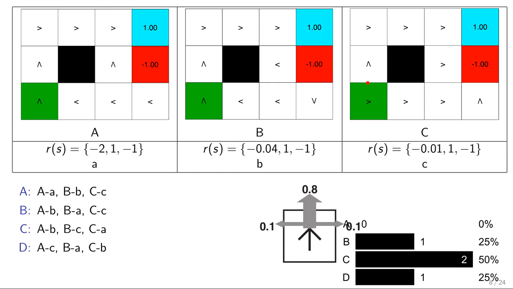And finally, there's this C. And yeah, so this is a weird sort of policy that, because the living penalty is so high, it's better to just hit the nearest exit, no matter which exit it is. So it's to just get away right away and get a -1 rather than spending time.